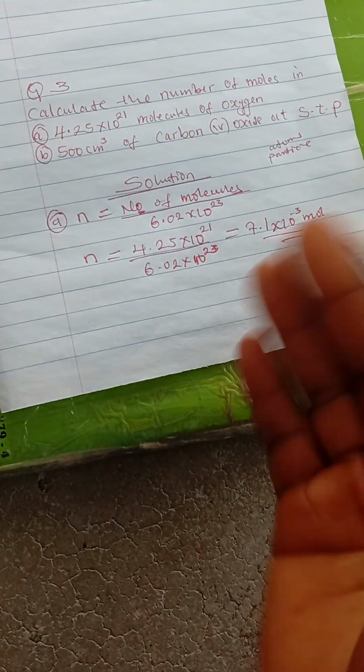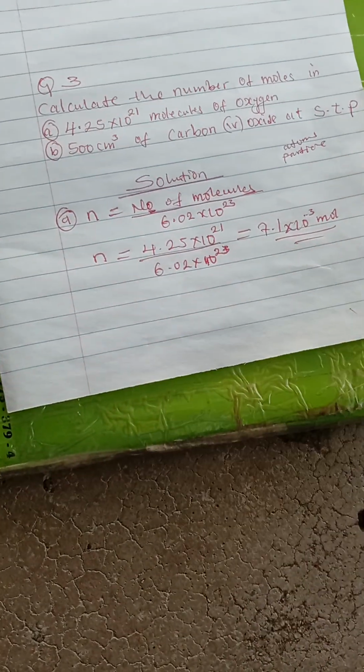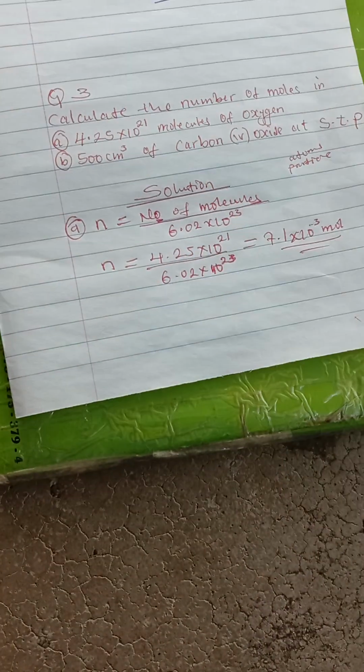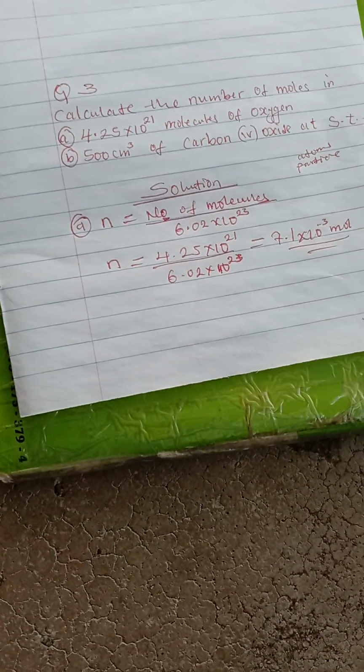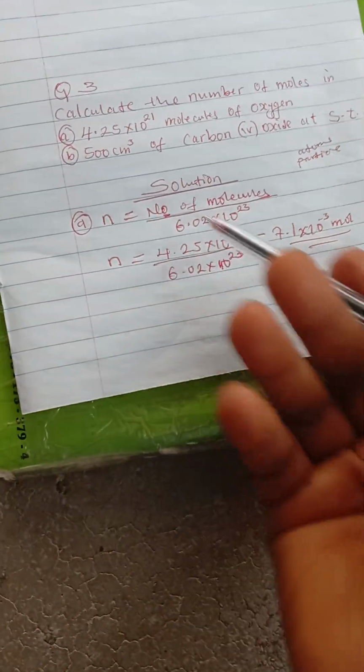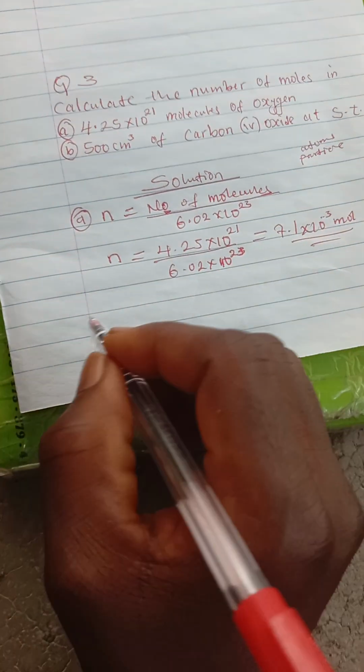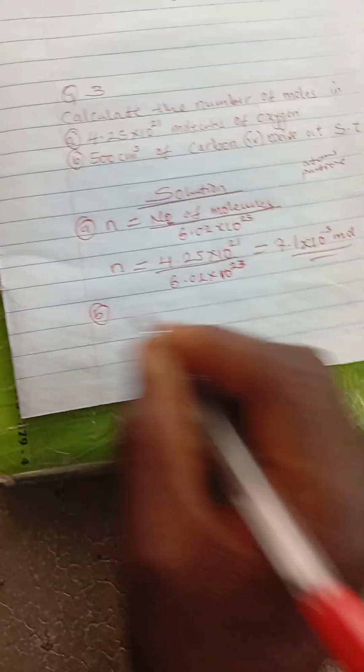You see, it is very simple, but the first thing is you must understand the formula. When they are talking in terms of particles, or molecules, or atoms, you have to use this particular formula so that you can find the number of moles. Now let's go to the B part.